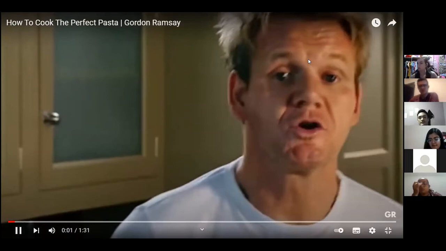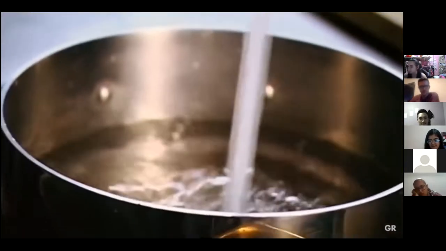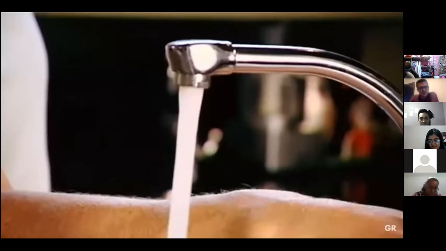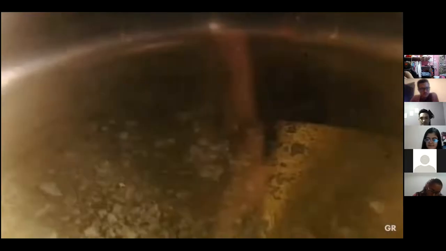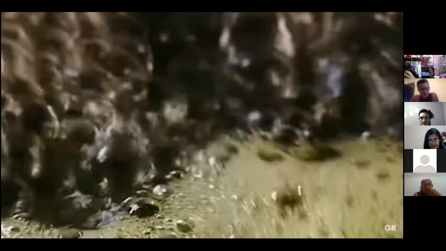It can be easily undercooked or overcooked. Here's how to do it properly. First, water in a nice large pan to make sure the pasta has sufficient room to cook evenly. Nicely seasoned, absolutely crucial. Olive oil in, that stops the pasta from sticking together. Bring it up to the boil. That's a rolling boil. The secret there, it stops the pasta from sticking together and it gently rolls it around.